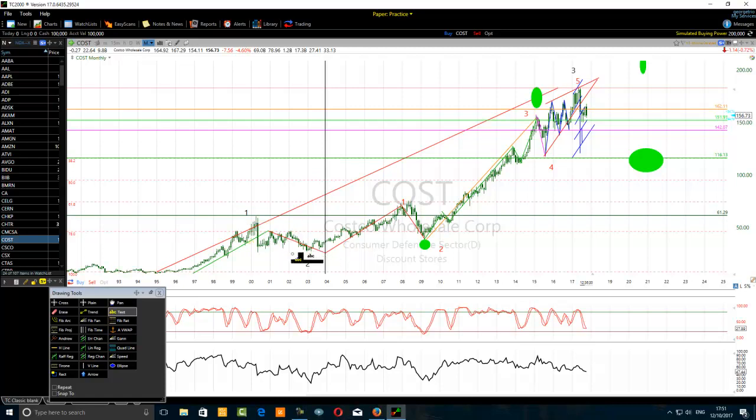Pay attention to the black numbers, all right? And from here all the way up here, that's the third wave of a higher degree. First, second, and third wave of a higher degree. So the move that we are talking about now, from here all the way up here, pay attention to the black letter. This is the third wave of a higher degree, which has been subdivided into 5 minor waves. Now pay attention to the red numbers.